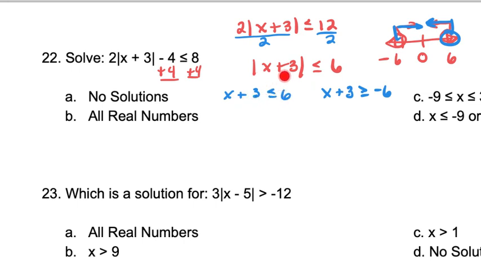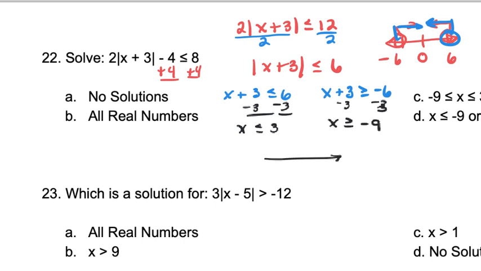Then write it again without the absolute values, but flip the inequality, less than went to greater than, and change the sign to negative 6. Let's go ahead and solve these two and get the answers. Subtract 3, so x has to be less than or equal to 3. Subtract 3, x has to be greater than or equal to negative 6 minus 3, which is negative 9. So x must be less than or equal to 3, and at the same time greater than or equal to negative 9, which means x must be somewhere in between those two numbers.